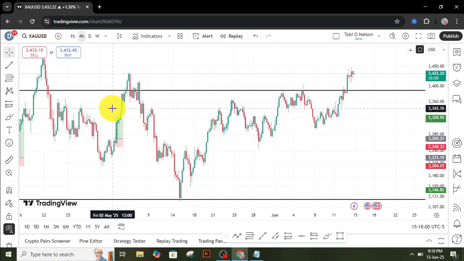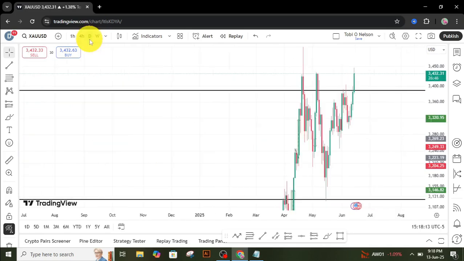All right. So the first thing that you need to do, basically, is go on a higher time frame so that you can understand how the structure of the market looks. In this case, I will advise you to go to daily time frame. When you go to daily time frame, this is good.